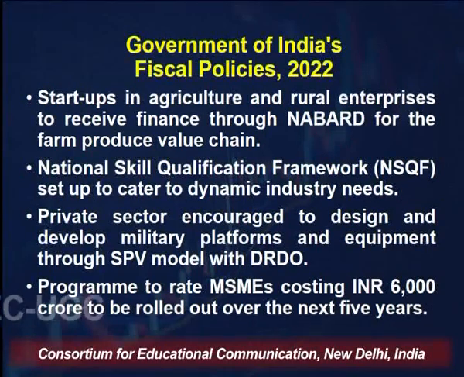Now, the Government of India's recent fiscal policy of 2022, if we see, startups in agriculture and rural enterprises will receive finance through NABARD for the farm produce value chain, because the government wants to motivate the agriculture sector. But even after the second 5-year plan, which was based on the Mahalanobis model, agriculture cannot be developed without the development of industry.